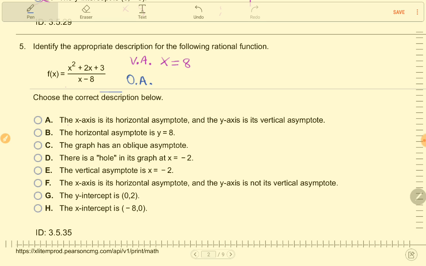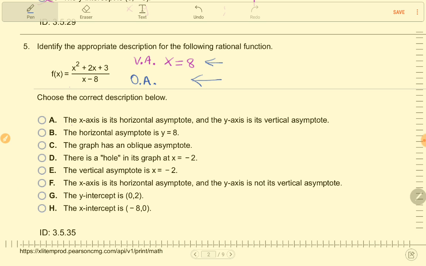And at this point, I'm just going to read through and see if any of the facts I've discovered about this function are in the options here, because there's going to be one correct description, and I may have already discovered it. So let's see what it says here. The x-axis is its horizontal asymptote. No, I didn't find that out, because the x-axis has the equation y equals 0. For one thing, the horizontal asymptote, well, that's not going to happen because we have an oblique one. Okay, so this isn't it.